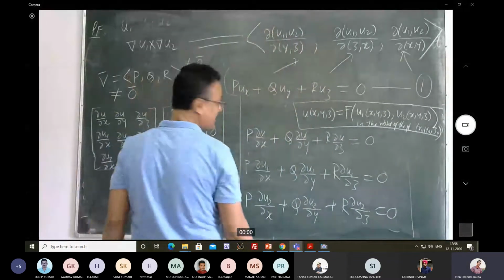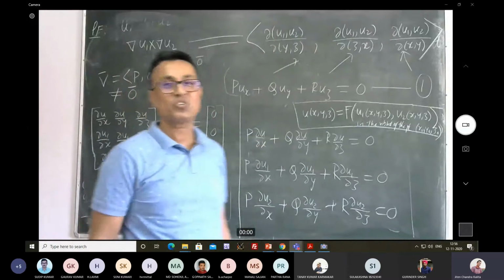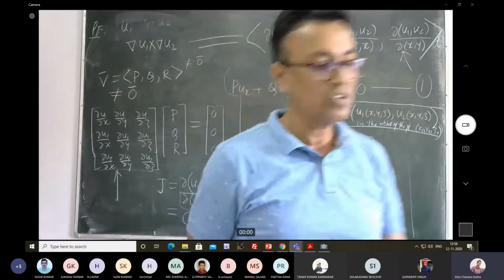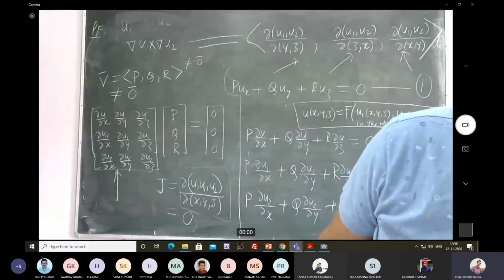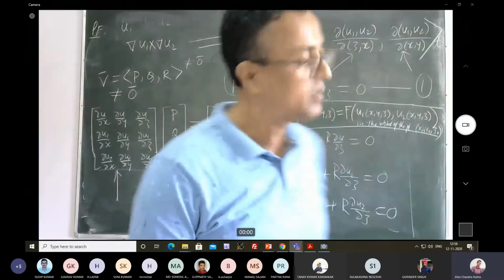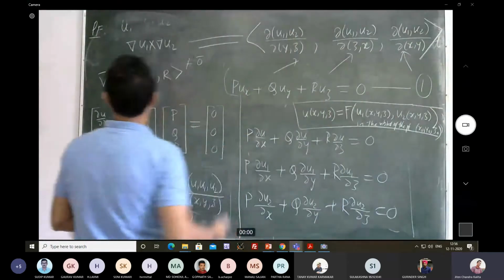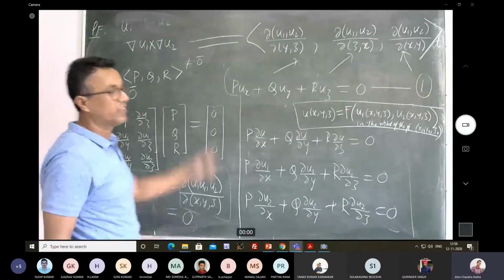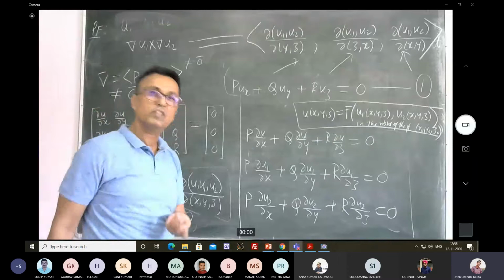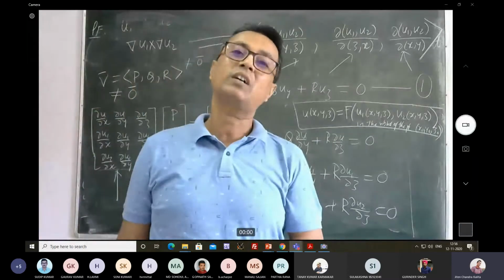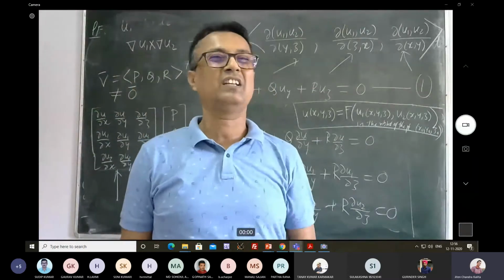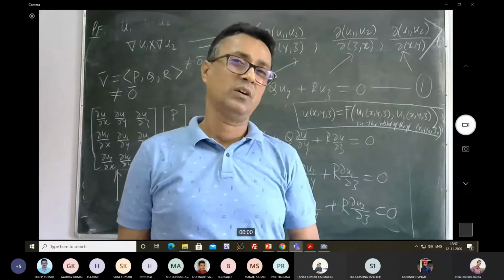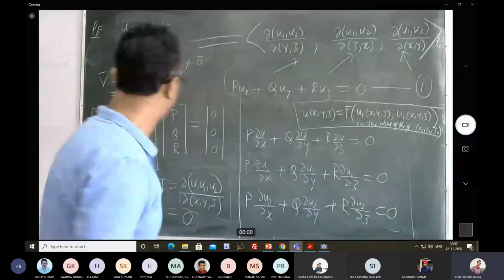And again, see the solution procedure. You already know, right? It is simply converting it into dx by p equal to dy by q equal to dz by r. That's it. Okay, so let us try to work out one example. Then I'm going to give you a generalization of the concepts of a vector field, integral curve, etc., first integral in n-dimensional space.